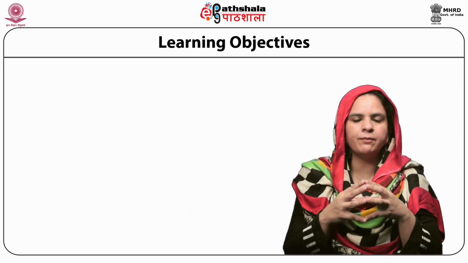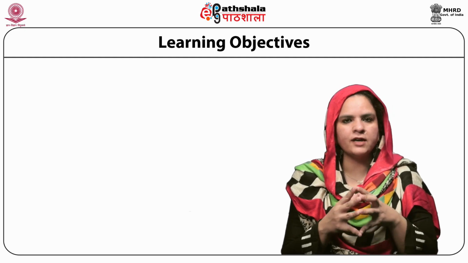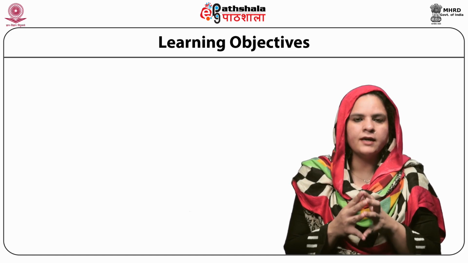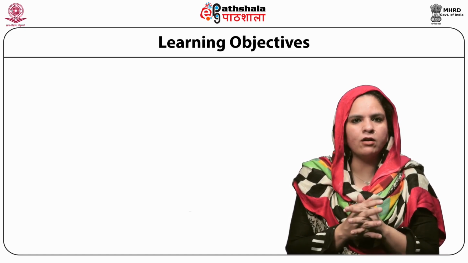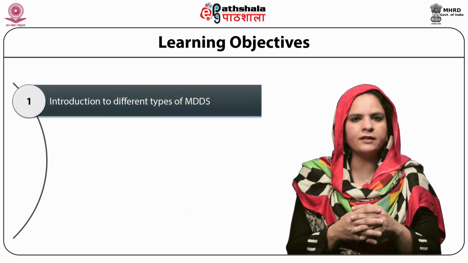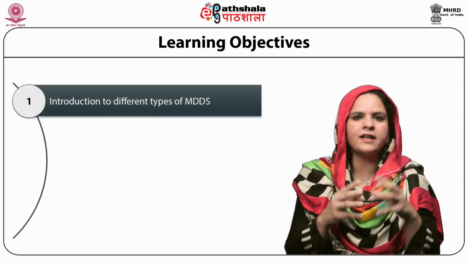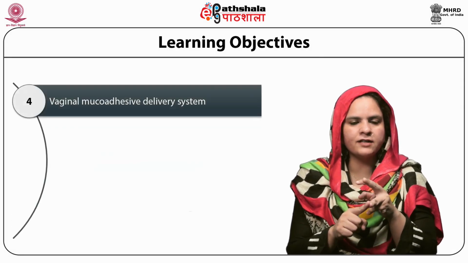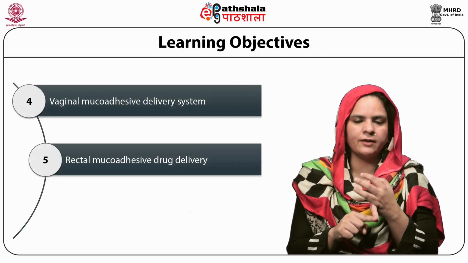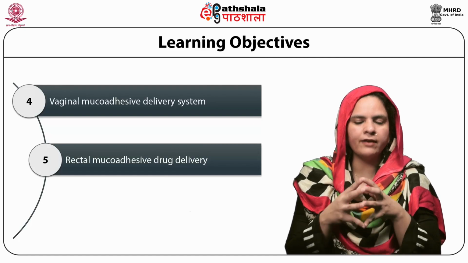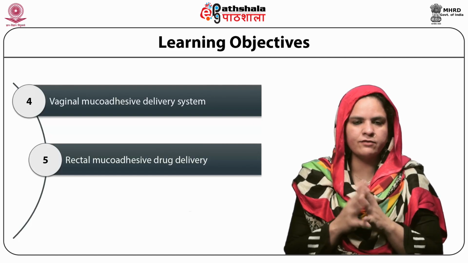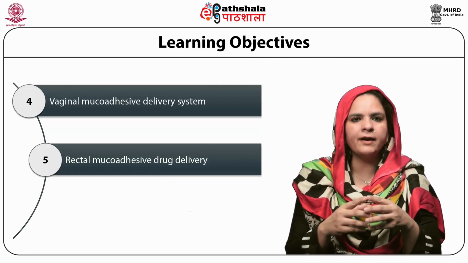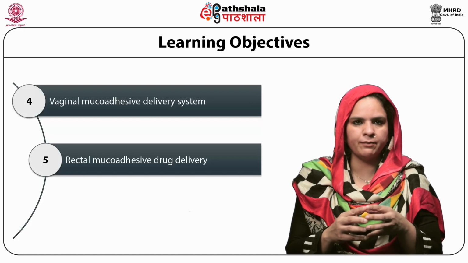We know that the basic premise of any mucoadhesive drug delivery system is the choice of the mucoadhesive polymers. These mucoadhesive polymers can also be utilized for making different types of drug delivery systems, like the ocular, the nasal, the vaginal and the rectal drug delivery. It is to be understood that whenever we are talking about mucoadhesive drug delivery systems, the routes of administration can be chosen depending upon the final goal of the therapy.